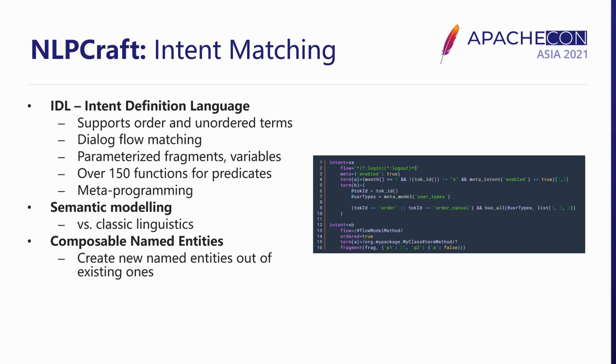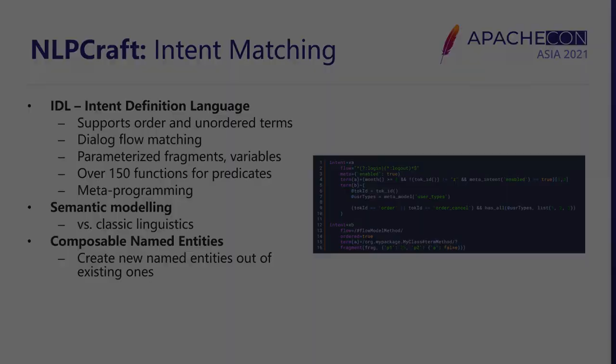terms. IDL also provides many other capabilities: parameterized fragments to extract reusable terms, user-defined variables to shorten the code and promote reusability, and over 150 functions to use in token predicates, as well as full support for metaprogramming. All in all, NLPCraft provides powerful and feature-rich technology for defining sophisticated intents and intent-matching logic.